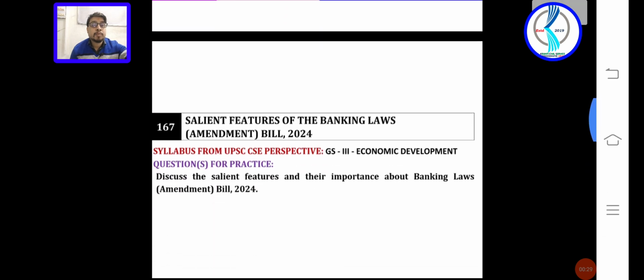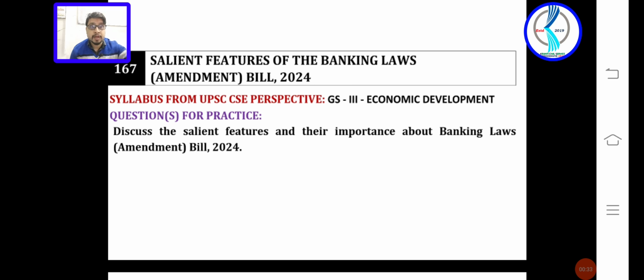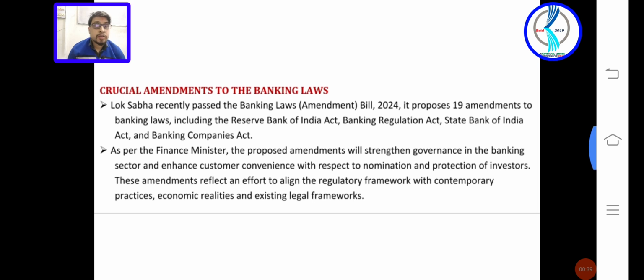Before that, I would like to say that you can relate these topics to GS Paper 3, economic development. Fine. From a layman's perspective, you should try to understand what type of changes this bill brings.